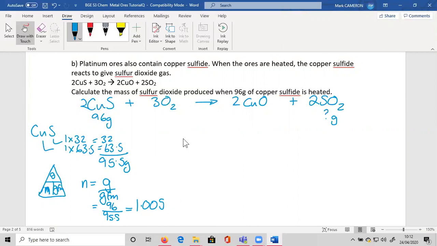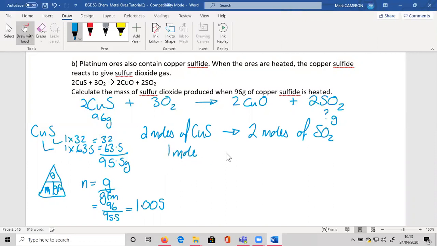Now, as mentioned earlier, the ratio here is 2 moles of copper sulfide changes into 2 moles of sulfur dioxide, which is a ratio of 1 mole to 1 mole. It's the same thing. So if we've got 1.005 and all those other numbers, it would make 1.005 here.